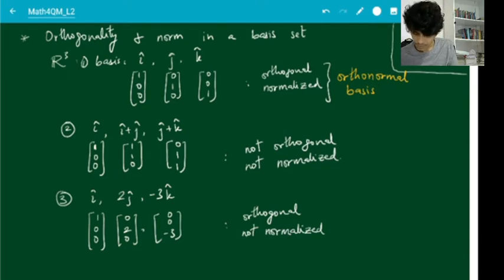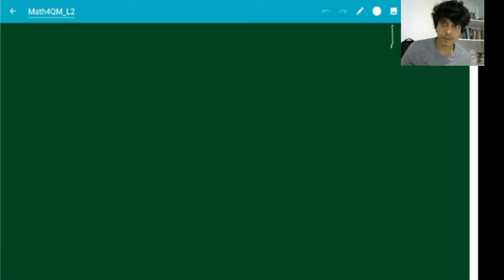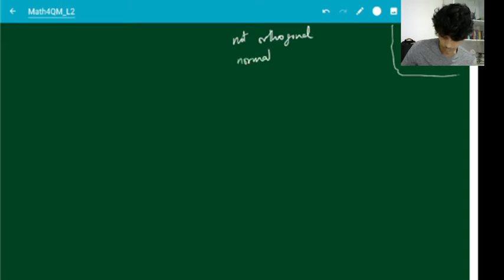What have I not taken? I have not given you an example of one that is not orthogonal but normalized. Okay, let's construct an example like that. I want something that is not orthogonal but normalized. Okay, so this is example number 4.